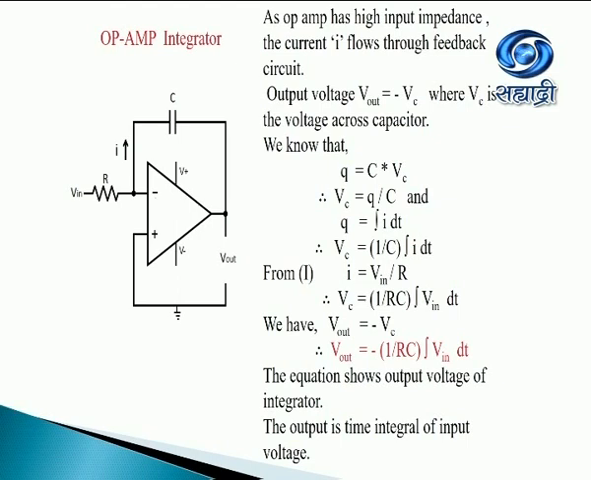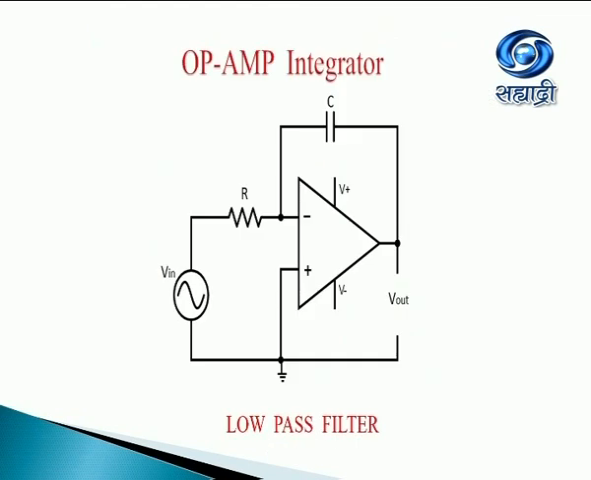We know that Q is equal to Cv. Therefore Vc is equal to Q upon C and Q is equal to integral I dt. Therefore, Vc is equal to 1 upon C integral I dt. From 1, I is equal to Vin upon R. Therefore, Vc is equal to 1 upon RC integral Vin dt. We have Vout is equal to minus Vc. Therefore, Vout is equal to minus 1 upon RC integral Vin dt. The equation shows output voltage of integrator. The output is time integral of input voltage.